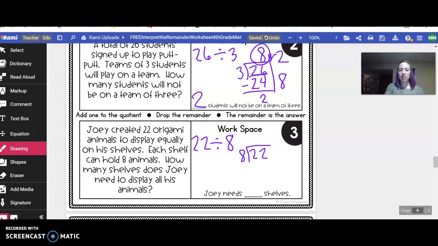22 divided by 8. 8, 16, 24. Oop, too many. So 16, that's 2 groups. If I subtract, I get 6. So my answer is 2 remainder 6. So for all of his animals, okay, 22 animals, group of 8, group of 8. Oh no, I have some left over. That means I'll need 3 shelves. So I take this and I add on 1. Now if it asks how many of his shelves will be full, that would only be 2 shelves are full, right? With 6 left over.